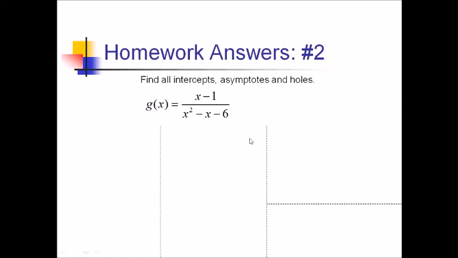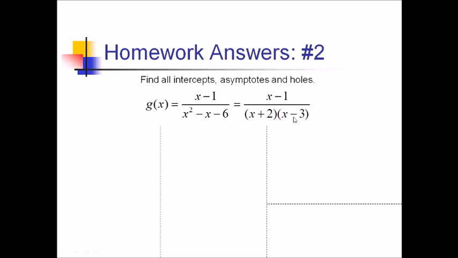For number 2, I'm trying to find intercepts, asymptotes, and holes for this rational function. Let's begin by factoring that denominator so we can see what we're dealing with. Two things that multiply to negative 6 and add up to negative 1. That would be x plus 2 and x minus 3 for that denominator.